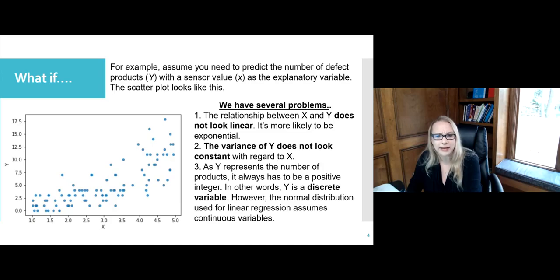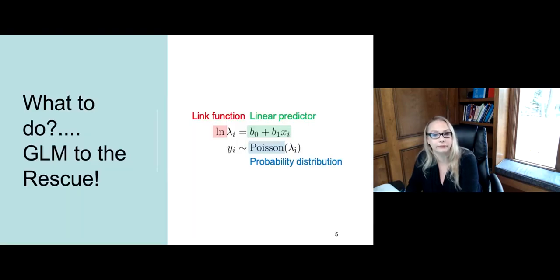The third problem is, as y represents the number of products, it always has to be a non-negative integer value. So 1, 2, 3, and even 0. However, linear regression assumes a normal distribution, where the variable can be continuous and can have, for example, 0.2, which would not make sense within the context of this problem. You can't have 0.2 defects. So it needs to be an integer equal to or greater than 0.